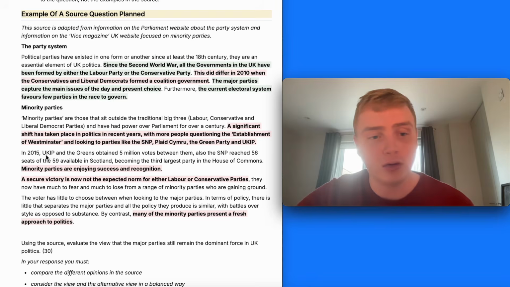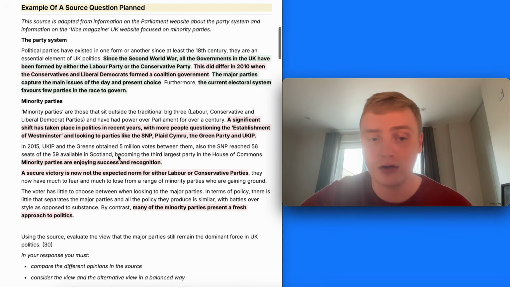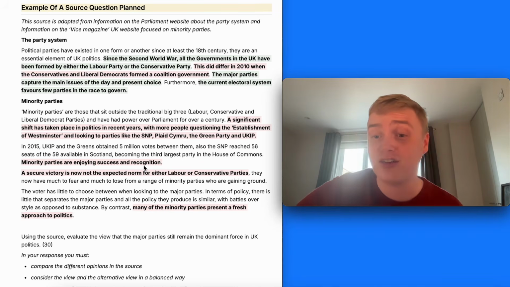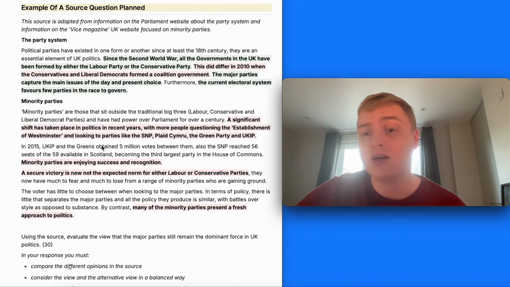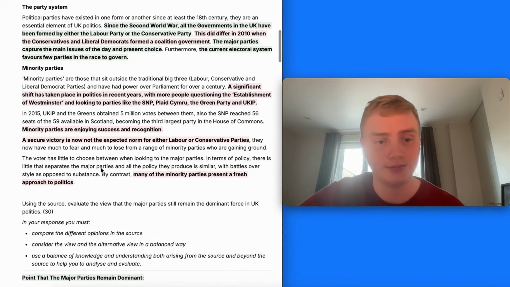Then we look on. In 2015, UKIP and the Greens obtained 5 million votes between them, and the SNP reached 56 of the 59 seats available in Scotland. Minority parties are enjoying success and recognition. So it's actually this final one, minority parties enjoying success and recognition, that's the argument. Of course, we can then bring in this example they've given us to support it, but it's this one that's ultimately the argument.